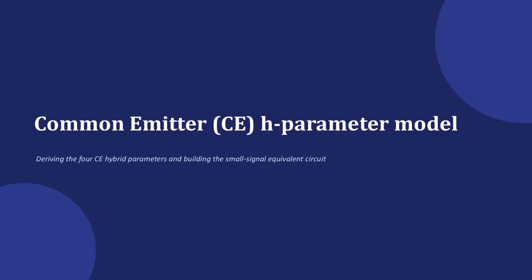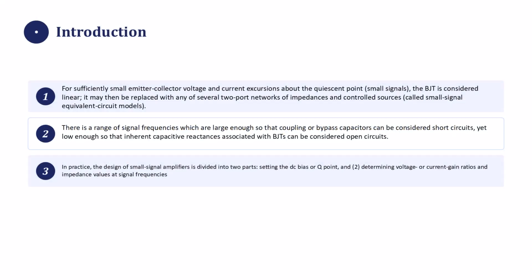the common emitter transistor. We will derive the 4 h-parameters from first principles and then draw the small signal equivalent circuit they define. Once we have that model, the next section will put it to work analyzing a complete amplifier stage. Let us start with 3 ideas that frame everything that follows.